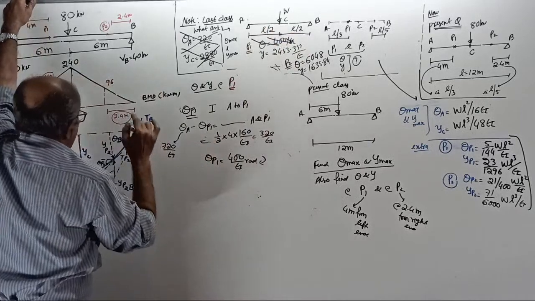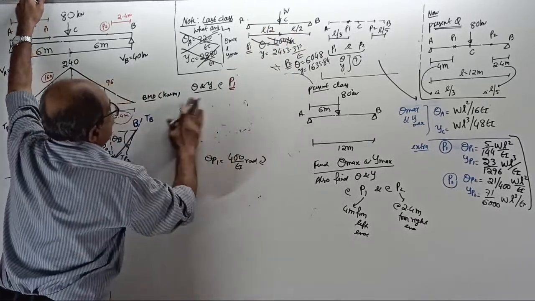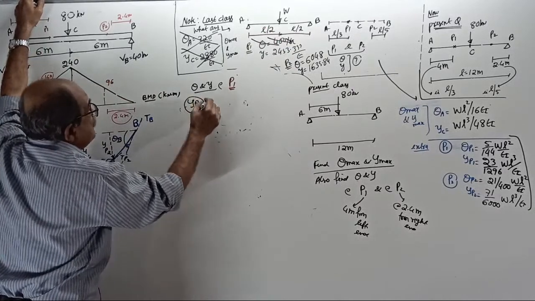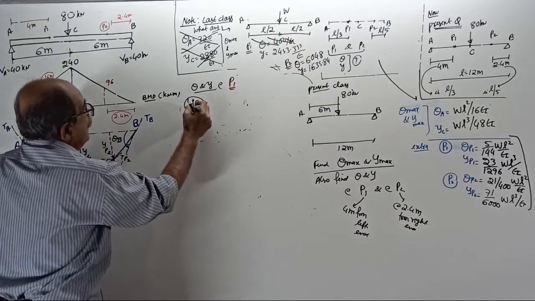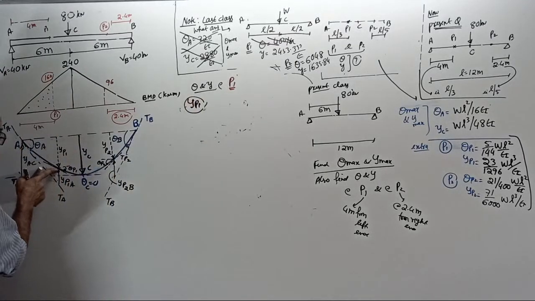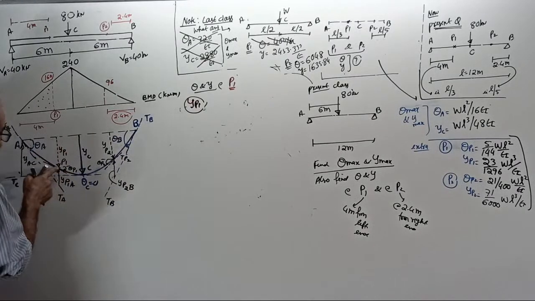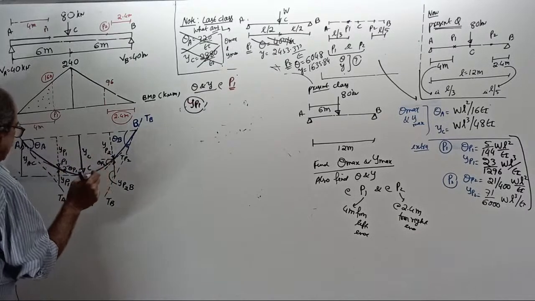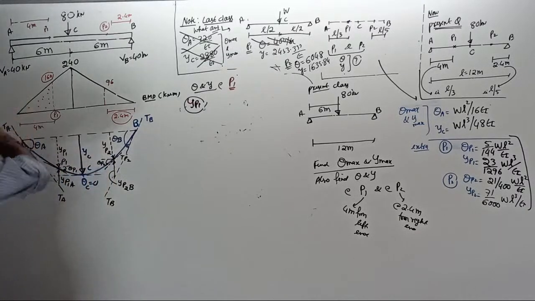Now, I want deflection Y at P1. This is the important part, and this is where people get confused. If you want deflection at P1, see, your point P1 is here. P1 is to the left side.